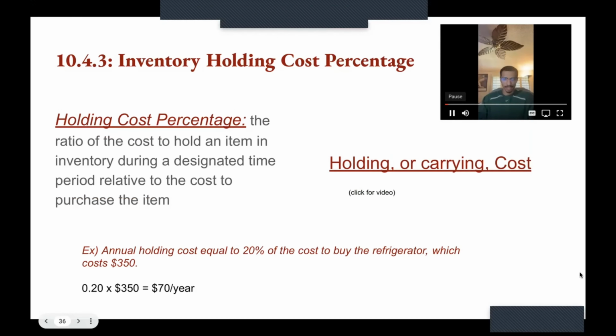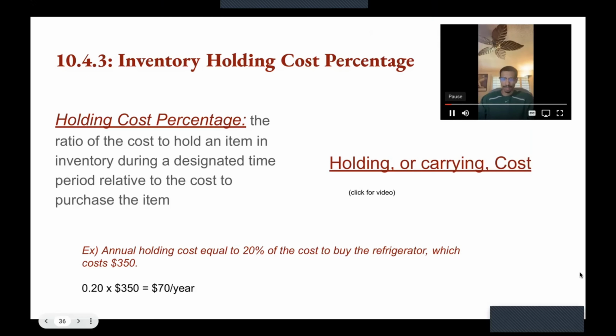For the next section in Chapter 10, we have 4.3, inventory holding cost percentage. It can be a burden to add up the various factors that contribute to inventory holding costs. As a result, most companies use a shortcut. They usually assume a holding cost percentage, which is the ratio of the cost to hold an item in inventory during a designated time period relative to the cost to purchase the item.